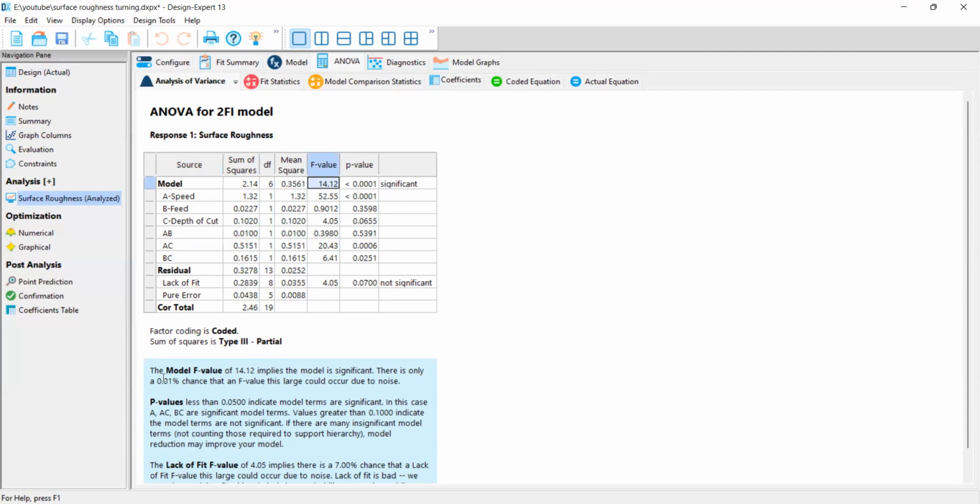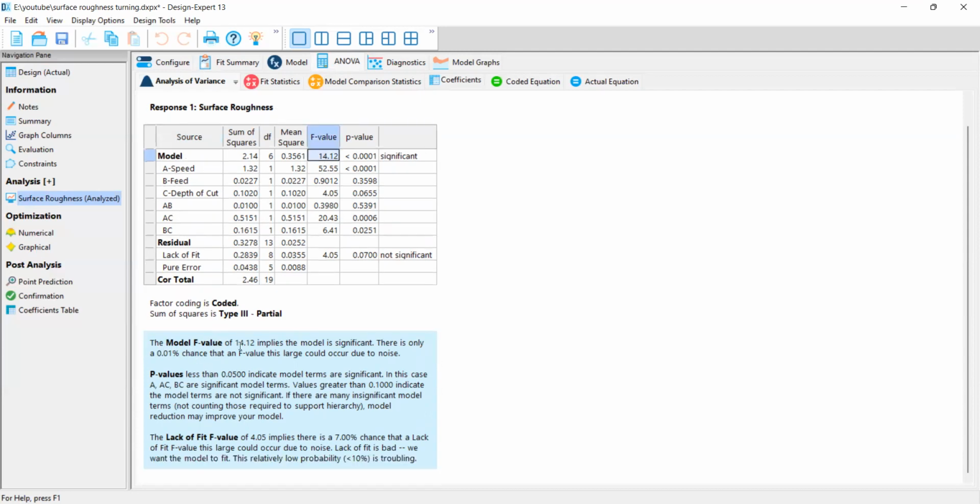Here you can see that below it is showing that the model F value of 14.12 implies that the model is significant, and there is only a 0.01% chance that an F value this large could occur due to noise. The significant factors for our model we can decide by the p-values shown here. For each parameter having a p-value less than 0.05, those parameters are considered as significant.